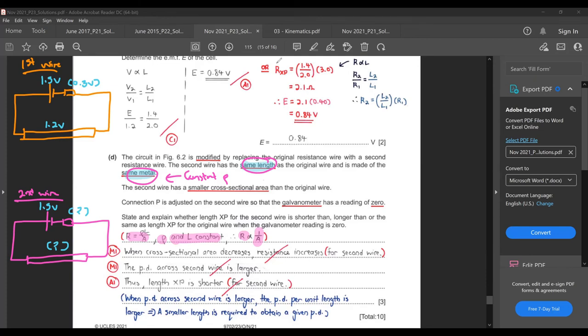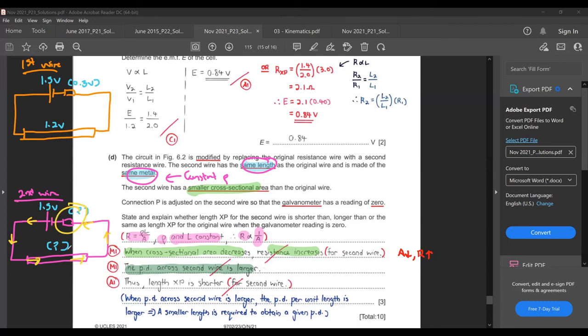The second statement here already mentioned to you that you are having a smaller cross-sectional area than before. So here I can come to the conclusion that when cross-sectional area decreases for the second wire, the resistance actually increases. So area drops, resistance increases. Okay, so then after that, if area drops and resistance increases for the second wire, the PD should be larger, because you see from here on the second wire, I know that this one is connected in series for now.